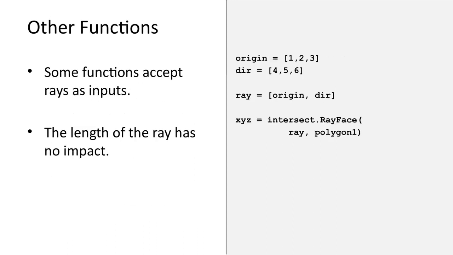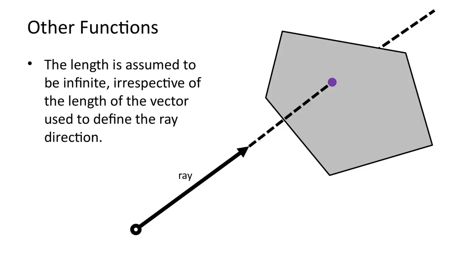Various other functions use rays. In most cases, the length of the vector used to define the ray direction has no impact. For example, the intersect.rayFace function calculates the intersection between a ray and a face. The function assumes that the ray is infinite in length, so the length of the direction vector has no impact on this function. Now let's look at some of the inline functions.